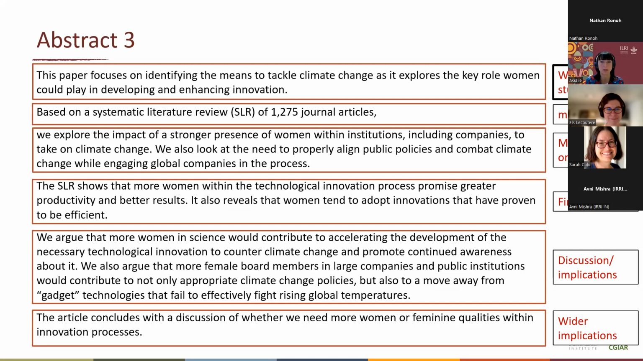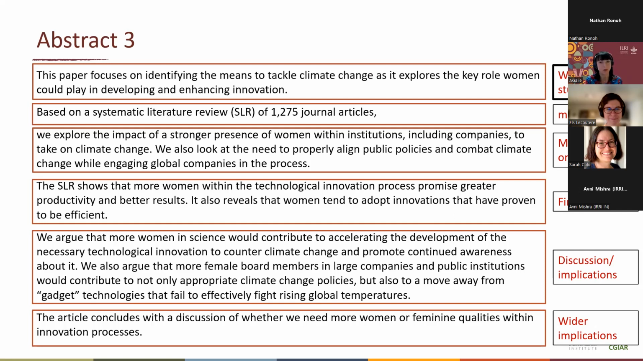Yeah, more women within the technological innovation process promise greater productivity and better results. And then look how the language is changing. So the findings are clearly associated to the verb show or reveal. And then when it goes to discussion and implication, they move to using argue. So we argue, and then that is actually the discussion, because it's not the findings that show something, it's the authors that argue something about the findings.